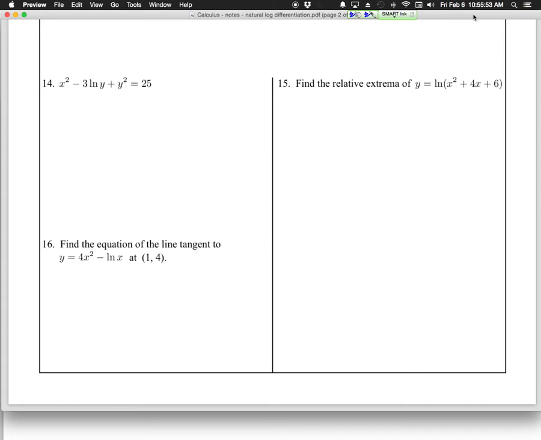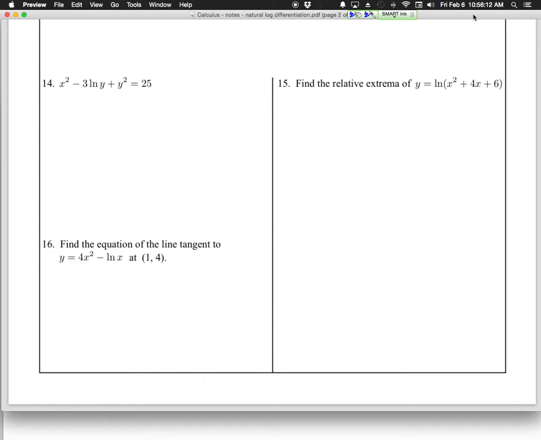Chelsea, what do I do on this one? Don't look at me. I'm looking right at you. You have no idea. Get the log by itself. No. Well, I don't know. Kelly? Solve for x. You guys are thinking too hard.